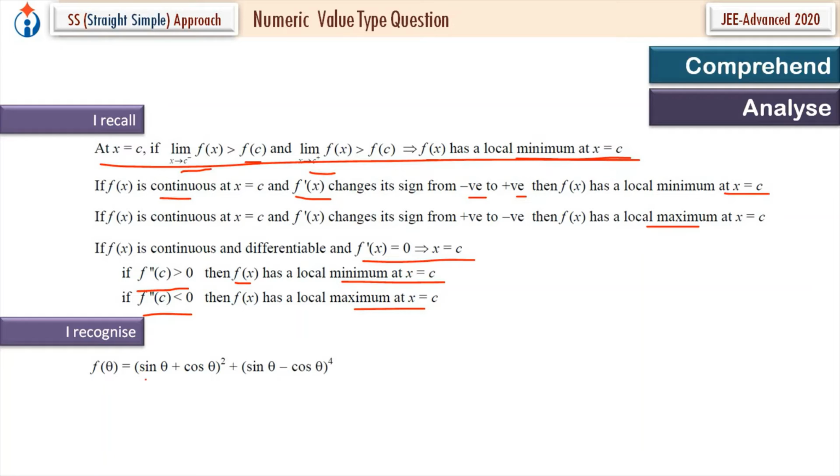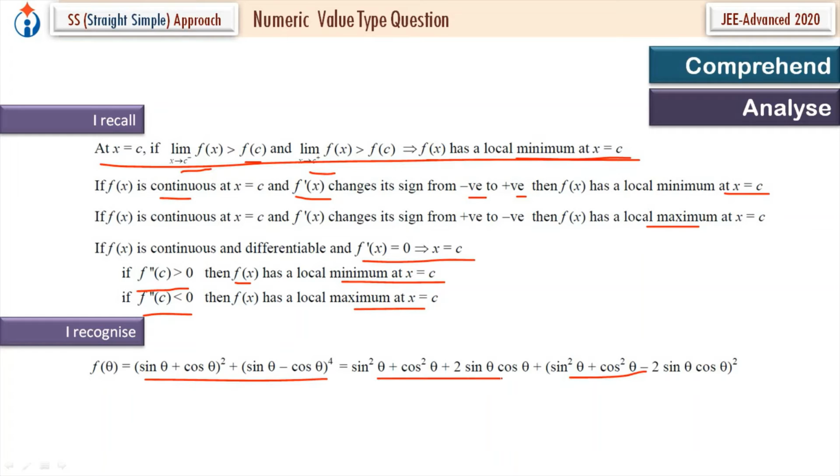Now recognize this is a purely trigonometric expression in sin theta and cos theta. So first, using trigonometric results, I will simplify this. Expanding, (a plus b) whole square and (a minus b) whole square, then whole square again. Sin square theta plus cos square theta is equal to 1, and 2 sin theta cos theta is equal to sin 2 theta. So I'm getting an expression in sin 2 theta. Simplifying, we get 2 minus sin 2 theta plus sin square 2 theta.